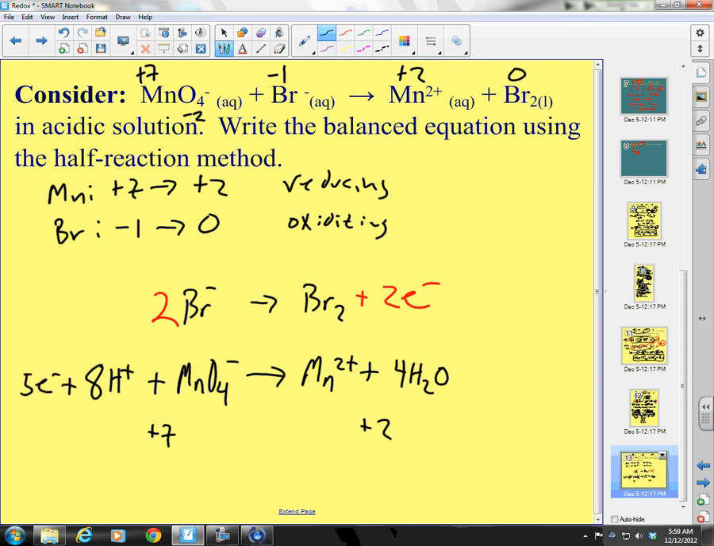By the way, notice, folks, your electrons in your 2 half reactions must be on opposite sides. If not, you made a mistake. Good. Now what do we want to do? We need to get a least common multiple for our electrons. Here's 5 and 2. My least common multiple is 10. So I need to take this equation and multiply it by 5, and I need to take this equation and multiply it by 2. Let's do that.